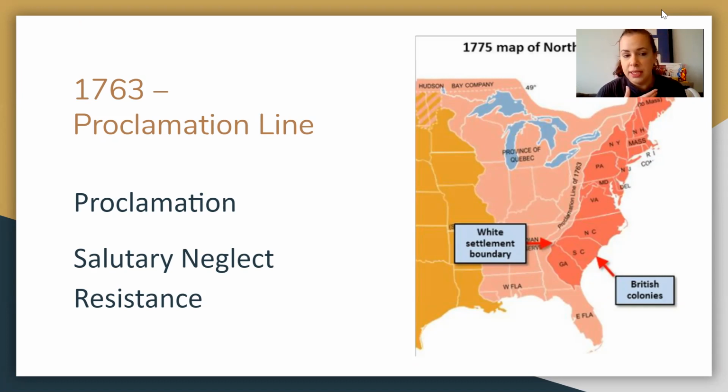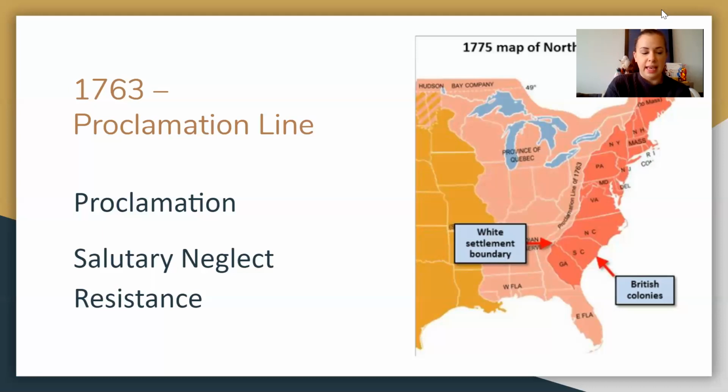These things split the colonists into two groups. You have the loyalists on one side, and loyalists are colonists that are loyal to the British crown regardless of these taxes and these limitations. And on the other side, you have the patriots. The patriots are American citizens who are actively trying to resist these new taxes and this proclamation line.